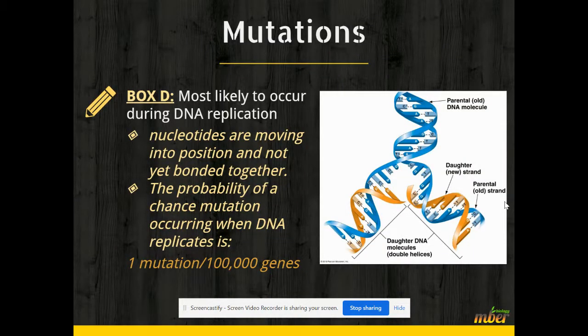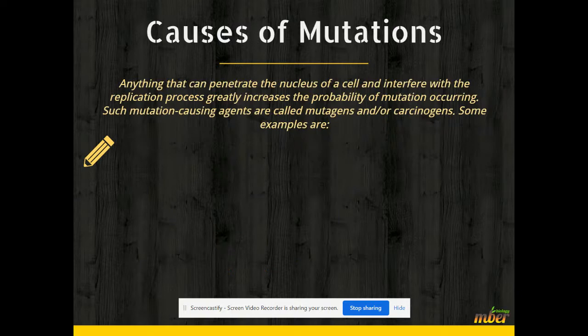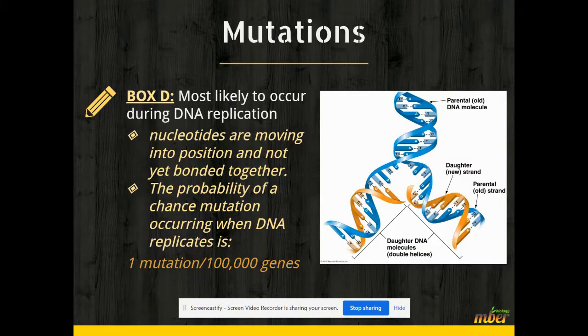Okay, so mutations are most likely to occur during DNA replication. The DNA bases are moving into position and are not yet bonded together. The chance of a mutation occurring is one mutation out of 100,000 genes. So that is not per 10,000 nucleotides, that's per 100,000 genes. If 100,000 of these separate strands of DNA are made, there's going to be one error within those 100,000 genes. So it's quite rare, but the process happens so fast and mistakes do happen.